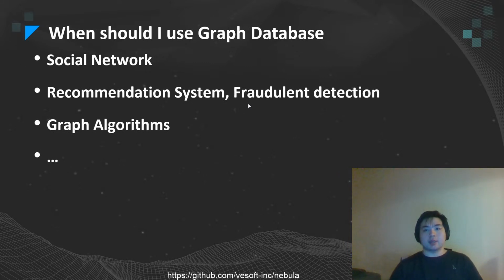After talking about scenarios where a graph database may have much higher performance, and how a graph database can represent graphs, here I want to introduce several typical scenarios for using a graph database. Generally, you can divide the scenarios into three categories: social networks, recommendation systems, and graph algorithms.